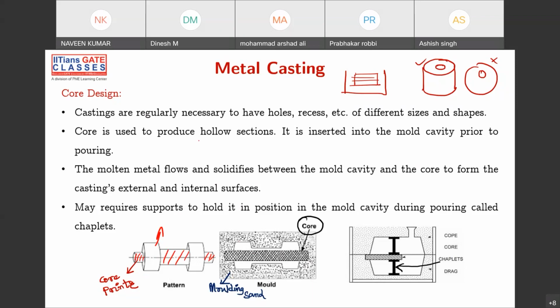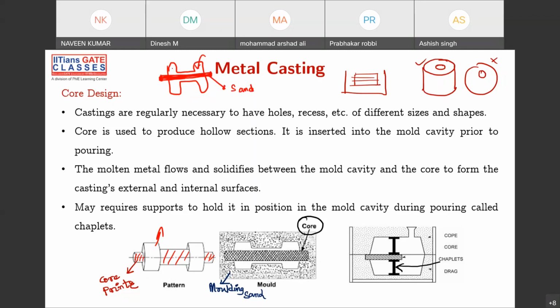Now what you do, you make the hole like this, and then if you pour liquid, there won't be any hollow section created. So what you do, you put some other sand particles in between like this. This is your sand, made into some kind of a rod. This is sand. Okay. Now pour it.